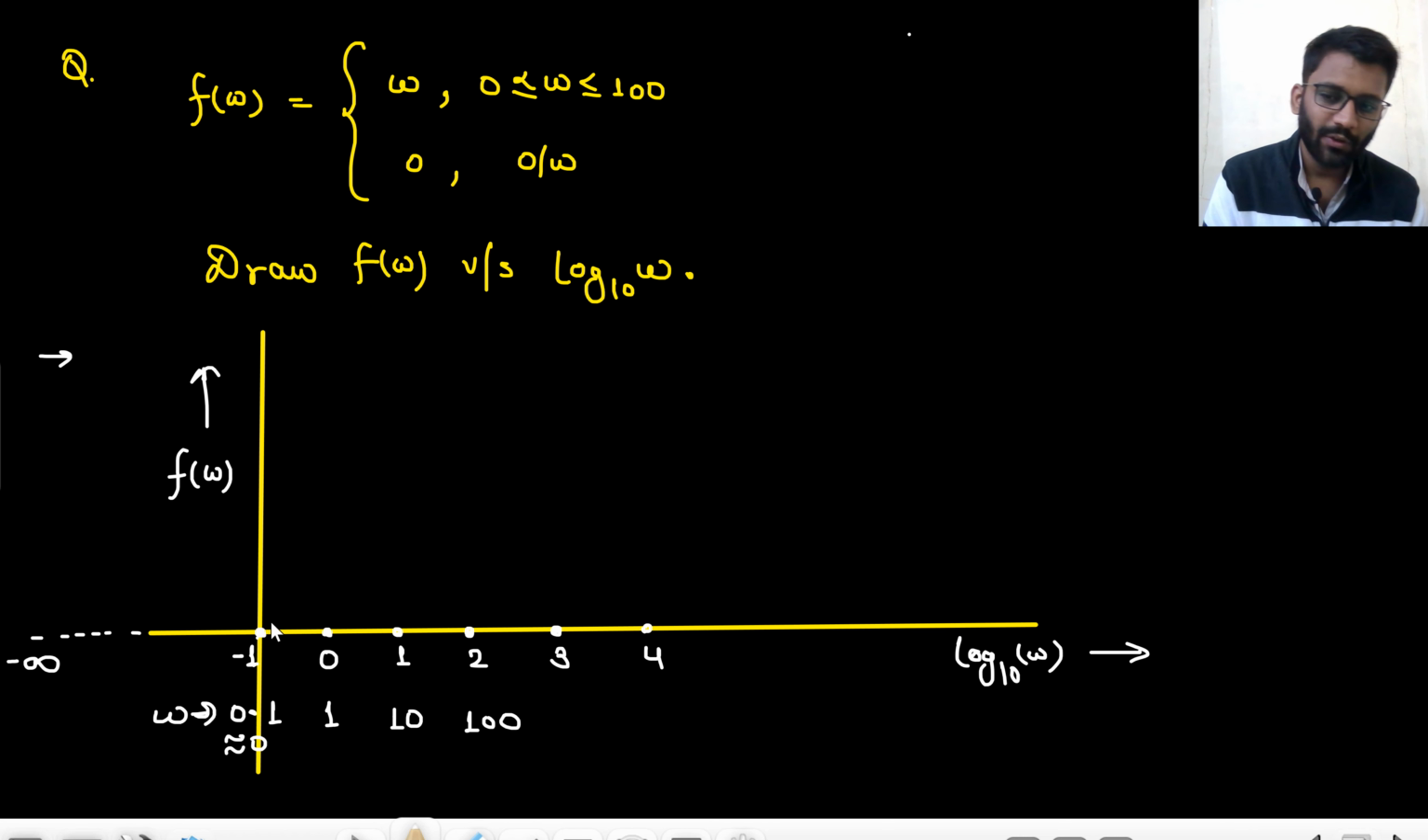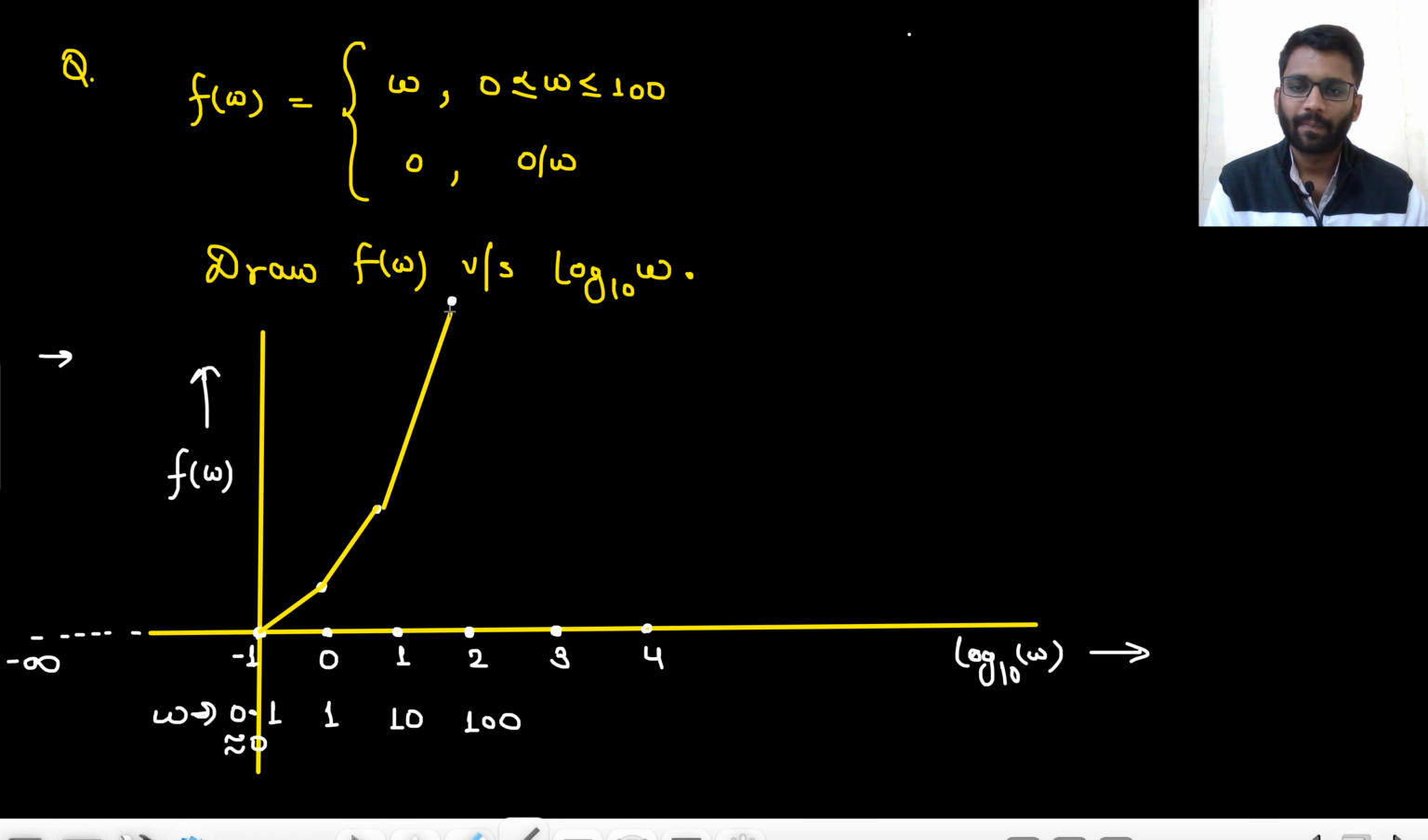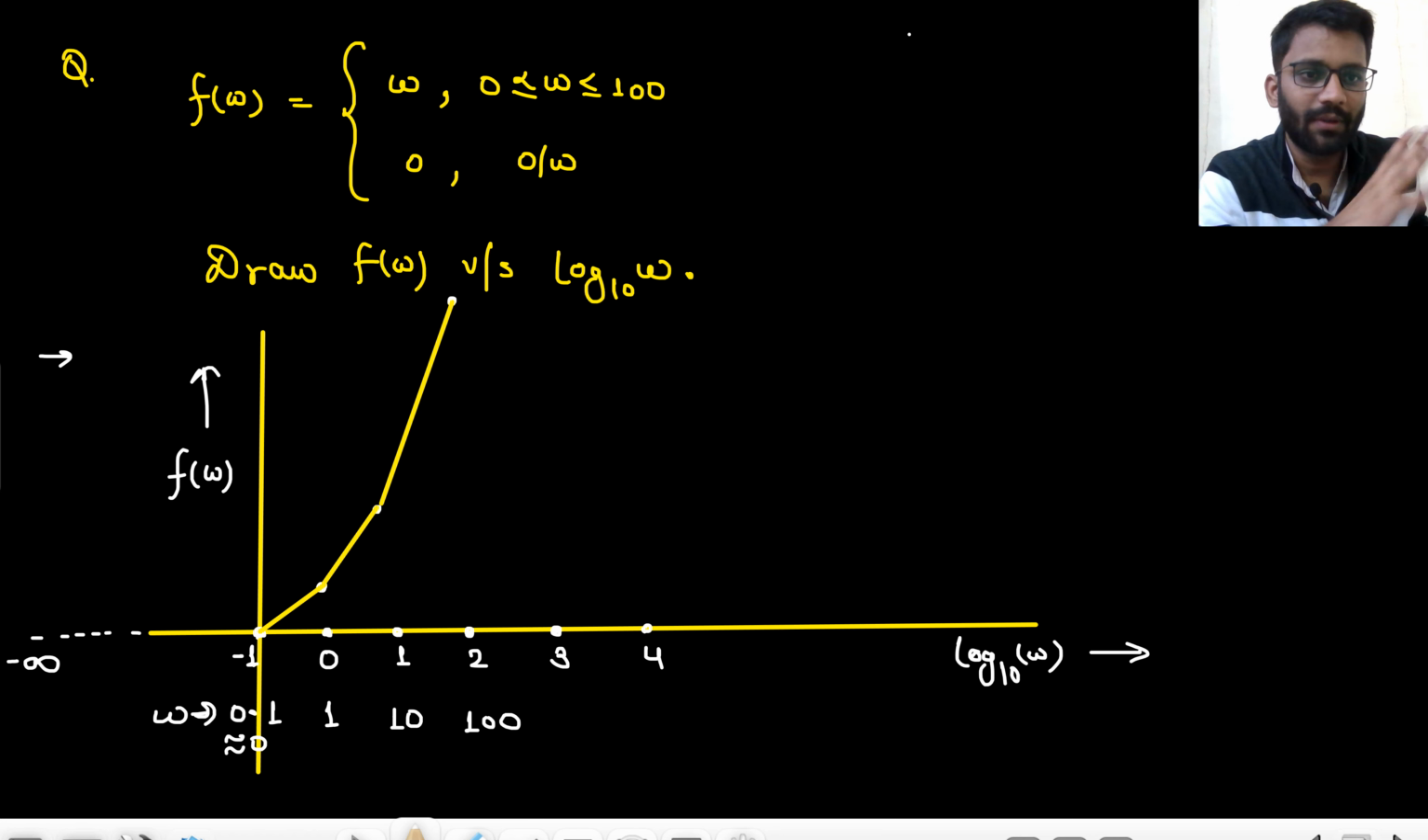So tell me, at 0.1, what value will you be having? Nearly 0 only. At omega equals to 1, you are having 1. At omega equals to 10, you are having 10. At omega equals to 100, you are having 100. This is how your graph would look. So only in 4 points we have shown the complete graph. Did you get my point about what I am doing? Rewind the video, see it slowly, take your pen and paper, and think about what we are doing.